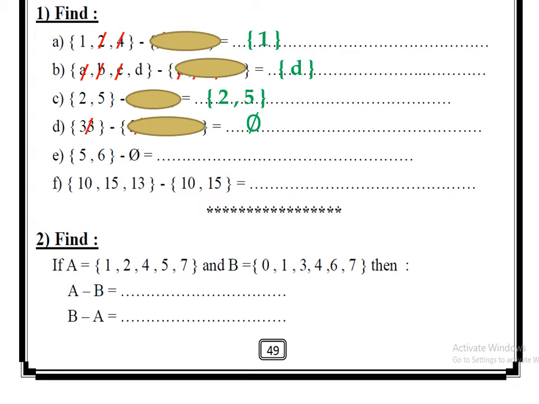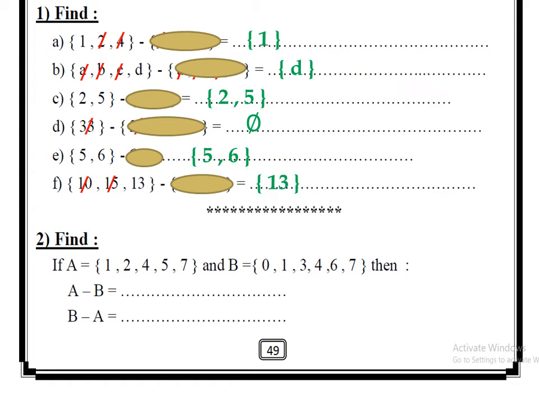E, set 5, 6 difference phi. There is nothing common between them. I'm going to cover the second set, so we covered the phi, which is the empty set. So what's left is the first set itself, which is 5 and 6. F, set 10, 15, 13 difference set 10, 15. I'm going to cross away the common elements, which are 10 and 15. What's left in the first set is 13.